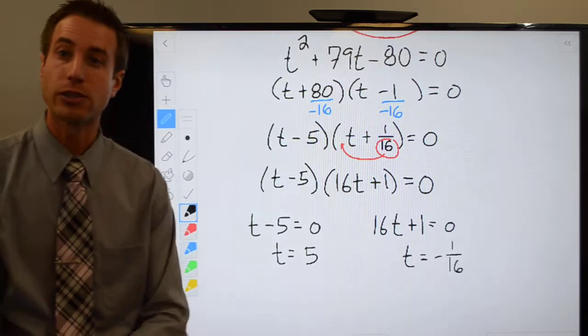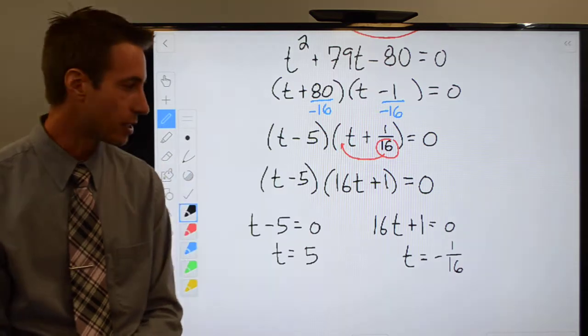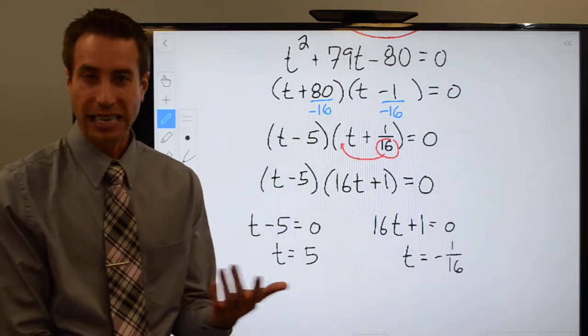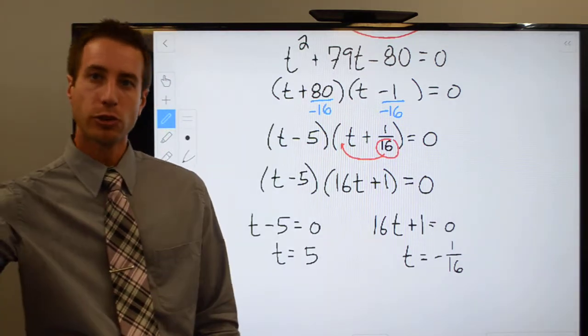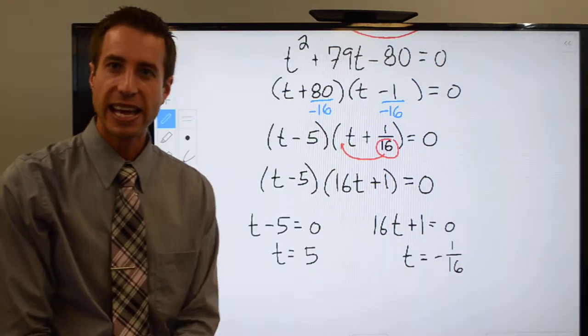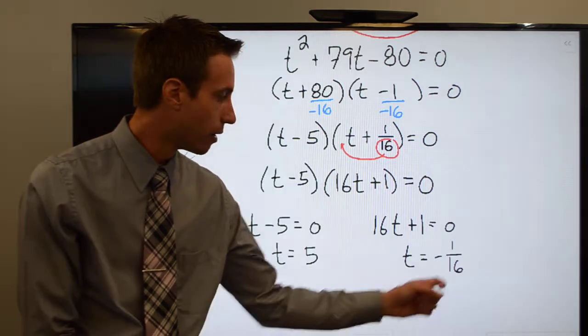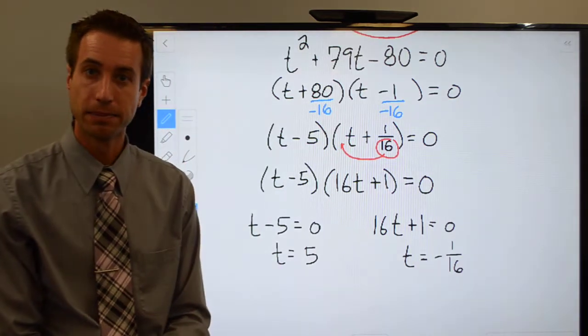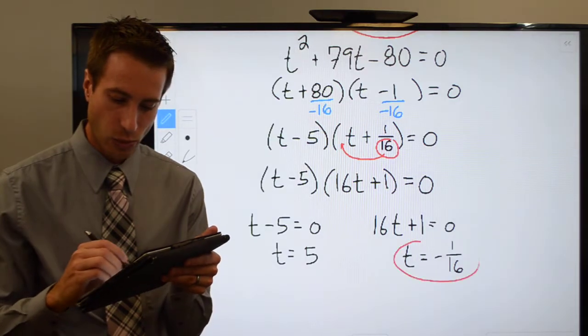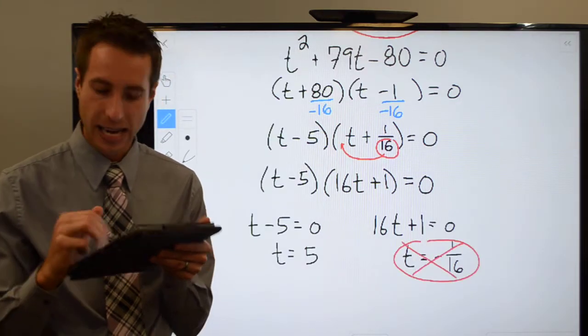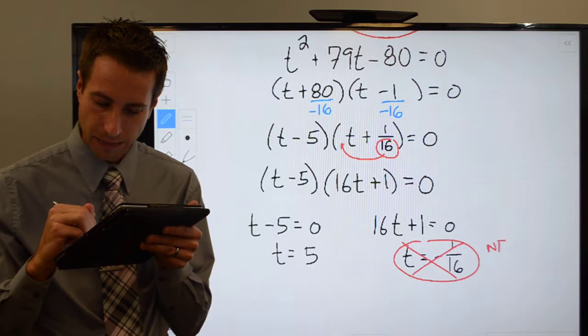Now, I get two answers. How do I know which one is right? Well, actually, it should be pretty obvious here. Is it possible to throw a javelin and have it be in the air for a negative time? Yeah, obviously that doesn't make any sense whatsoever. You cannot have a negative time.